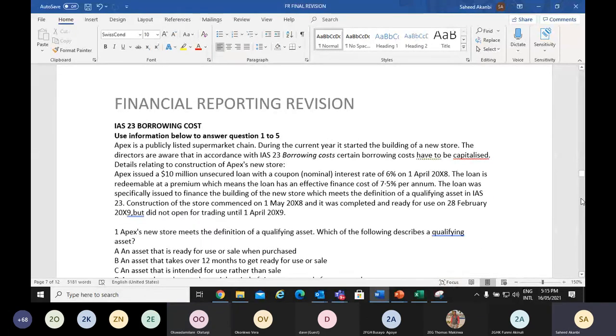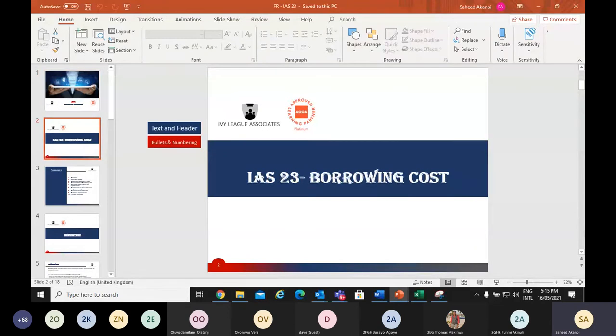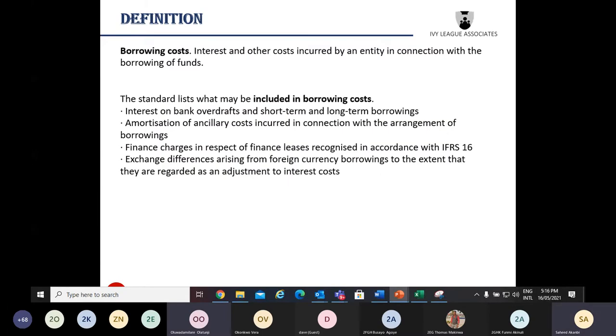Let's go to IAS 23, borrowing costs. Borrowing costs are interest and other costs incurred by an entity in connection with borrowing of funds. The following are examples of borrowing costs: interest on bank overdraft, short-term and long-term borrowings, amortization of auxiliary costs incurred in connection with arrangement of borrowing, finance charges in respect of finance leases recognized in accordance with IFRS 16, and exchange differences arising from foreign currency borrowings to the extent that they are regarded as an adjustment to the interest cost. All these are examples of borrowing costs.